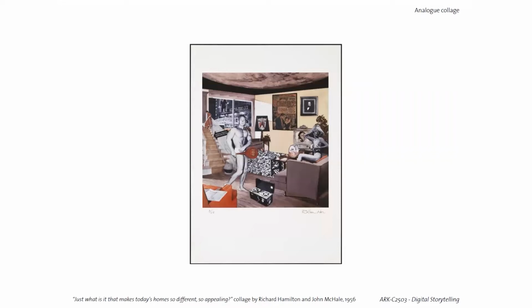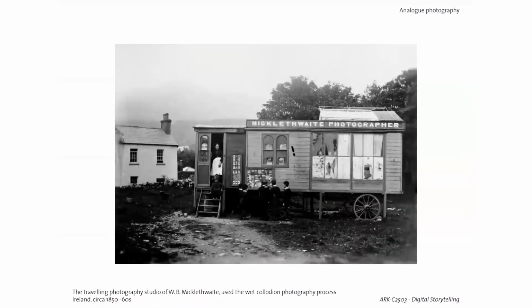Okay, and this may be a more famous example. This collage called "Just What Is It That Makes Today's Home So Different, So Appealing" by Hamilton and McHale from the 50s. This is actually considered to be the start of the pop art movement. And pop art is basically the movement that really prominently used collage as a technique. So again, cutting out photographs and then pasting them and then painting a little bit in between. And again, we can basically do the same thing in Photoshop, or that's at least how we will be using that workflow.